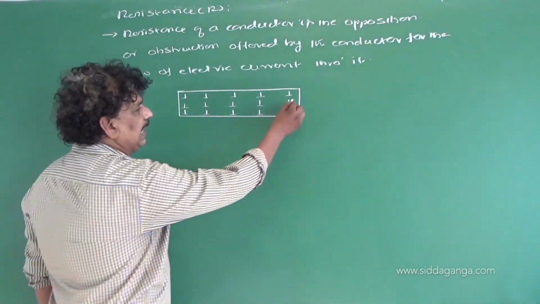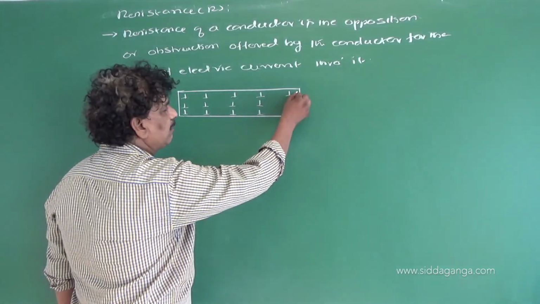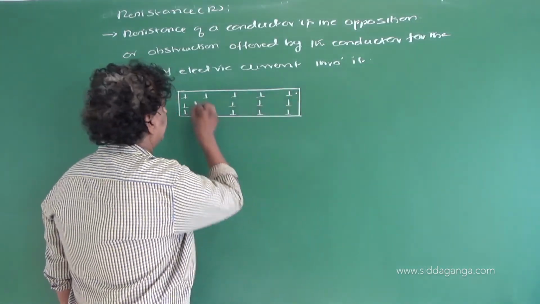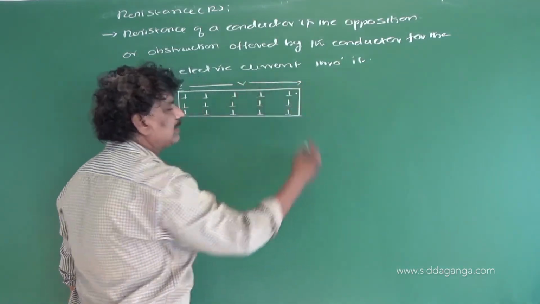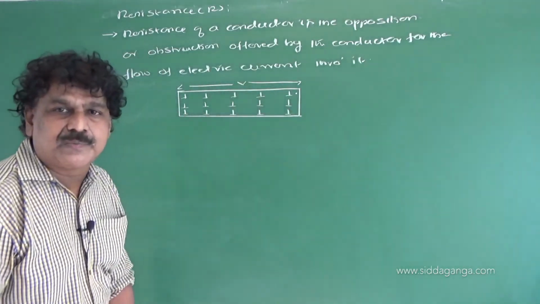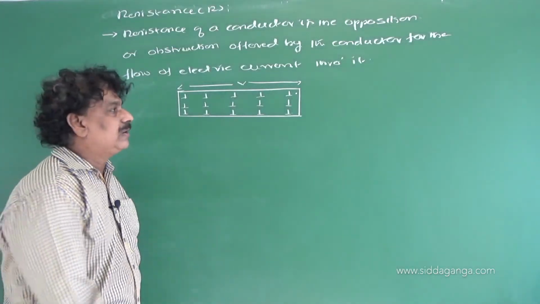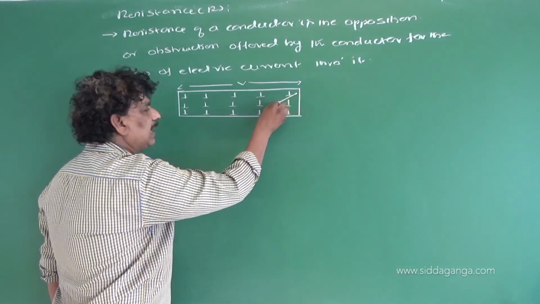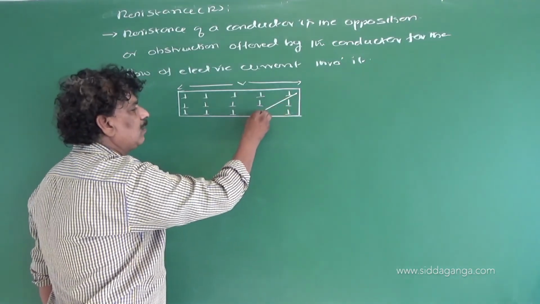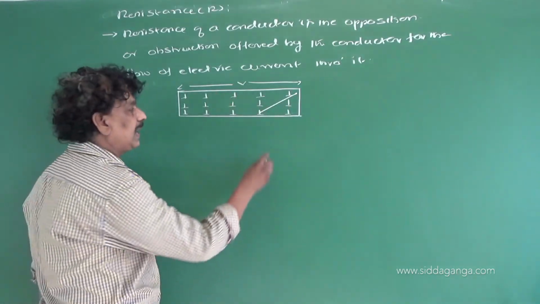So when a potential difference V is applied, the free electron starts moving from lower potential to higher potential. When it starts moving, it collides with one electron.